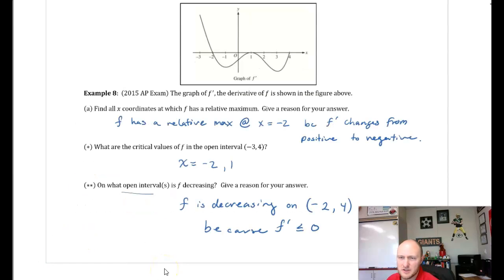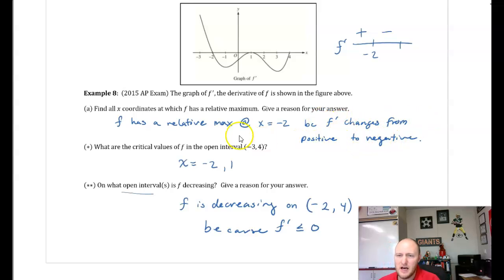Alrighty, here are the solutions to example number 8. Question A, find all x coordinates at which f has a relative maximum. F has a relative maximum at x equals -2. And again, that's because f prime, if I was to make a number line or a sign chart, f prime changes from positive to negative at -2. Okay, so that's our justification. F prime changes from positive to negative.